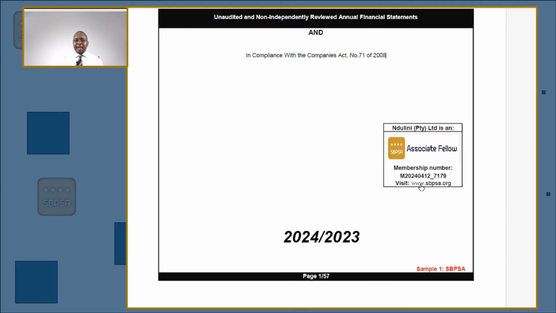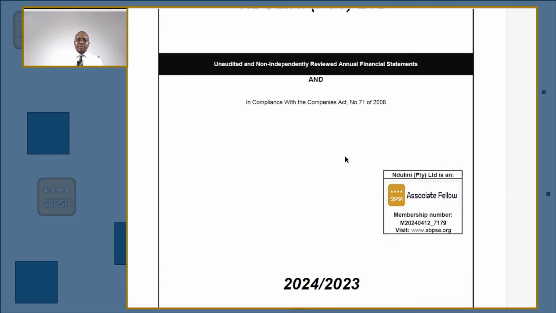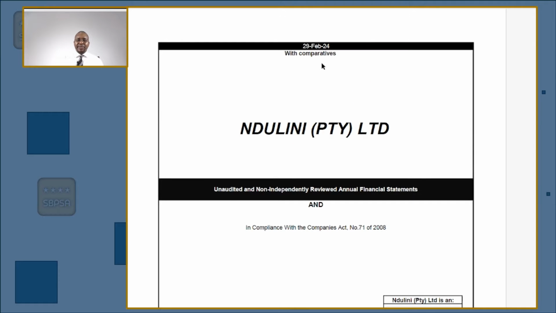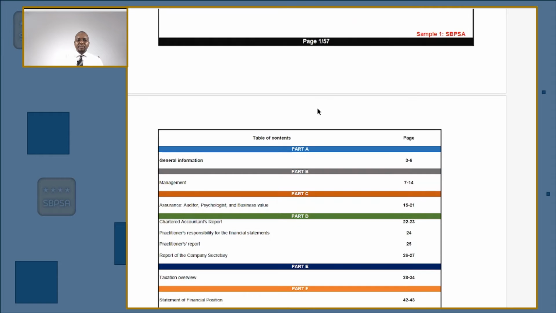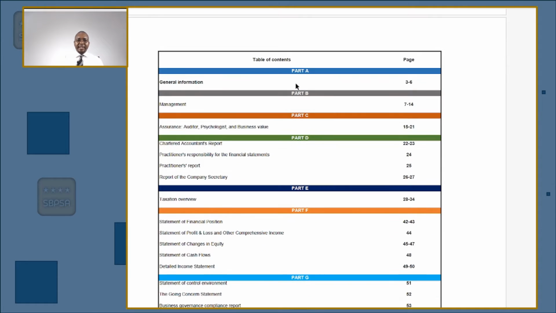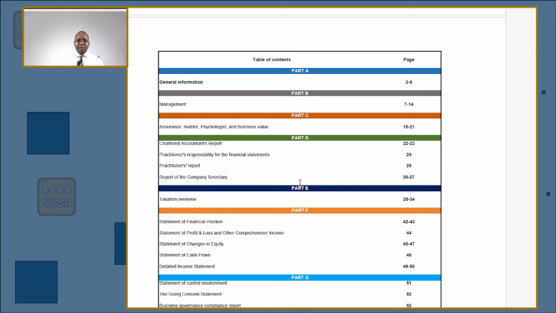And of course, a website is given there, www.sppsa.org. So as we already mentioned, these financial statements are for 2 years, because we already stated that these financial statements are coming with comparatives. Okay, table of contents. We've already dealt with it when we were dealing with the schedule of the presentation, but there's no harm in repeating it.